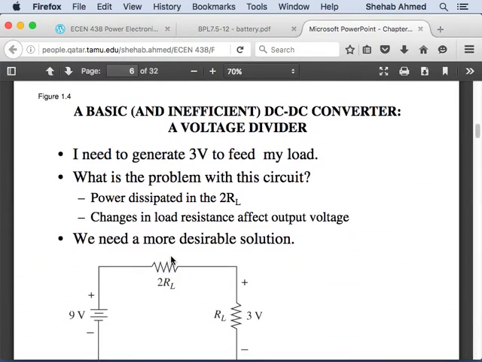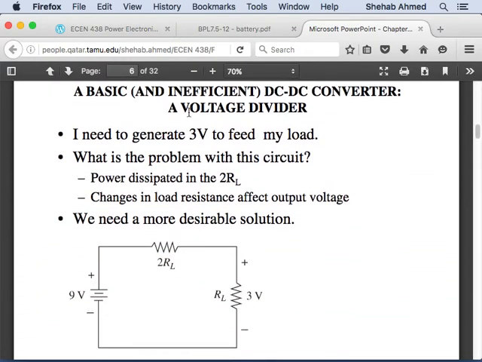So when I first offered the power electronics course, the 438 course, I had students screaming and everything.